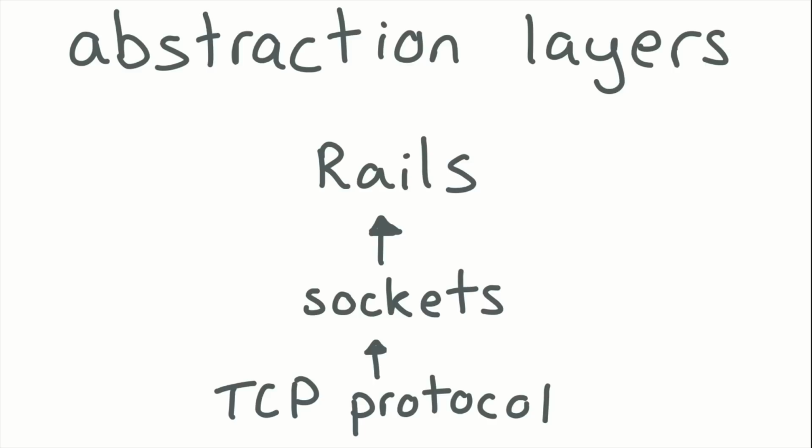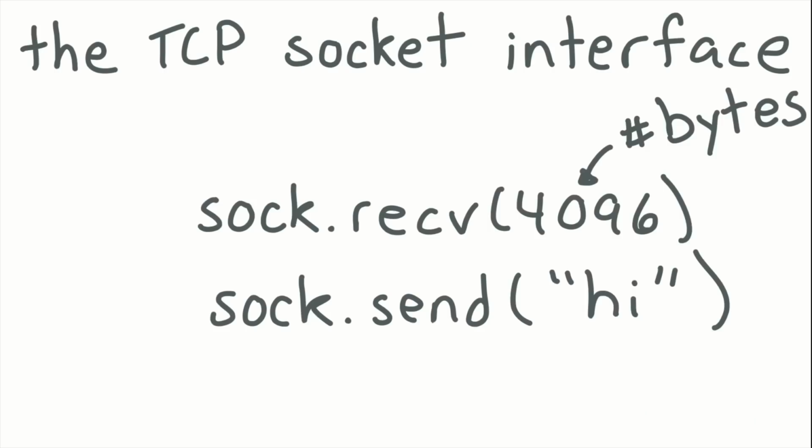And the abstraction layers, if you've used something like Rails, are like this: you have the TCP protocol, where there are all these packets that get sent back and forth. Then there are sockets, which is what we're going to talk about, which simplify it a little bit, so you don't need to think about all the details so much. And then on top of that, you have something like Rails or whatever web framework you're using, which is what you'll usually use in practice when you're making a web server.